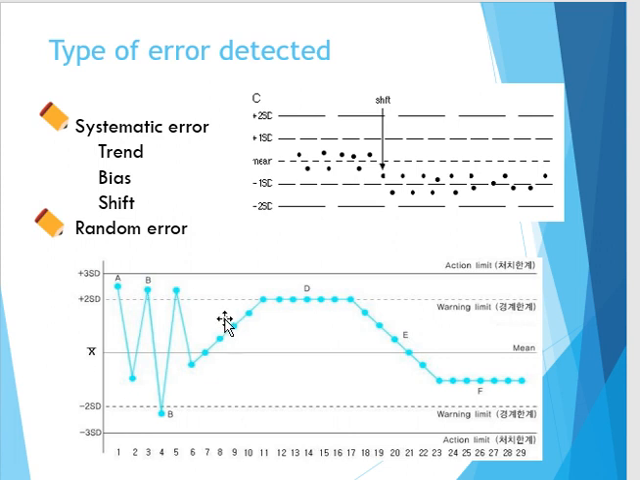This one shows random error. The magnitude is not predictable. Sometimes it is positive, sometimes negative, sometimes out, sometimes in. So this is the random error pattern. For the random error, trend, bias, and shift patterns, we need to look into them. We do not necessarily reject the QC if it is within plus minus 2 SD, but we need to monitor the test components, maybe something is expired, maybe the kit expired. We need to monitor the test components, okay?